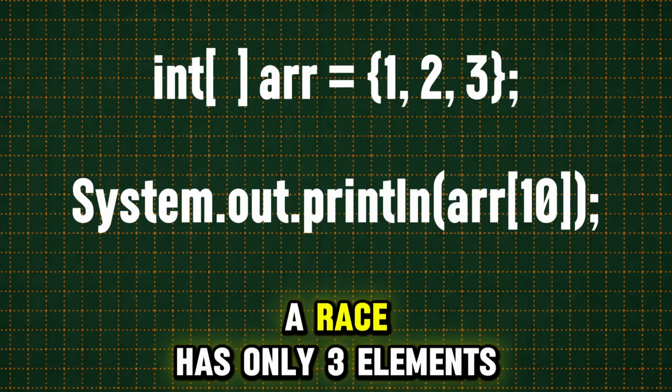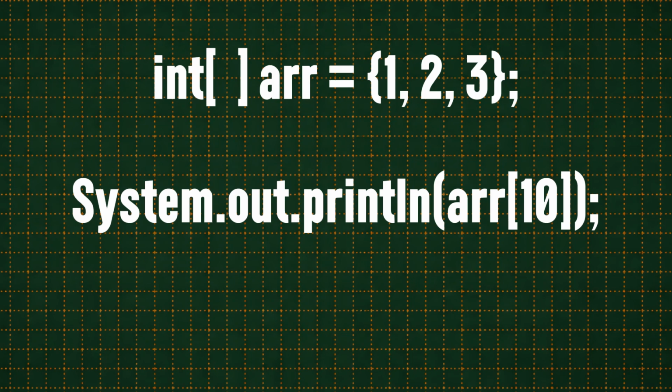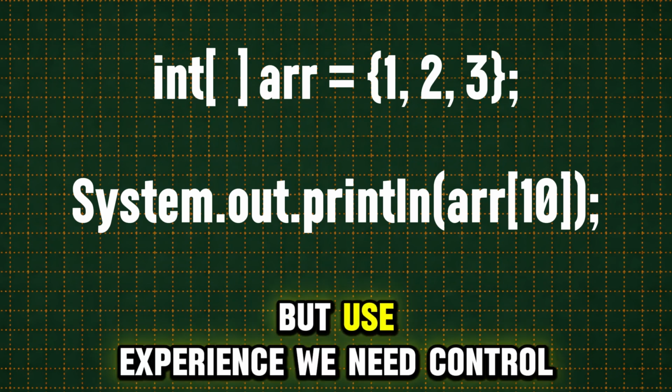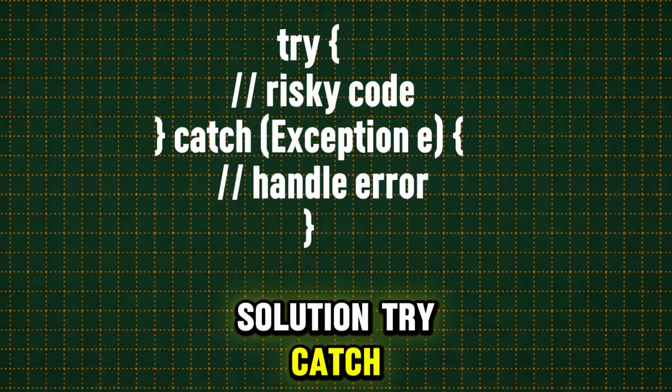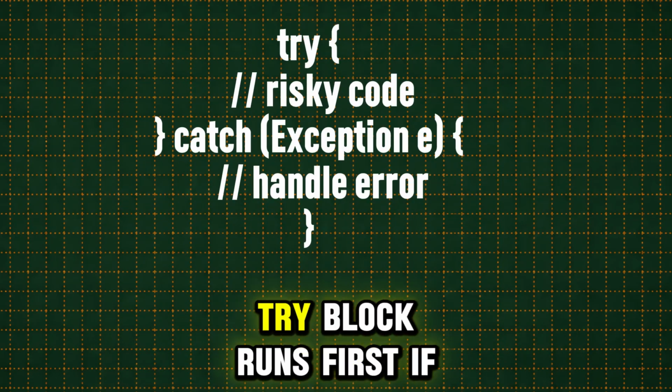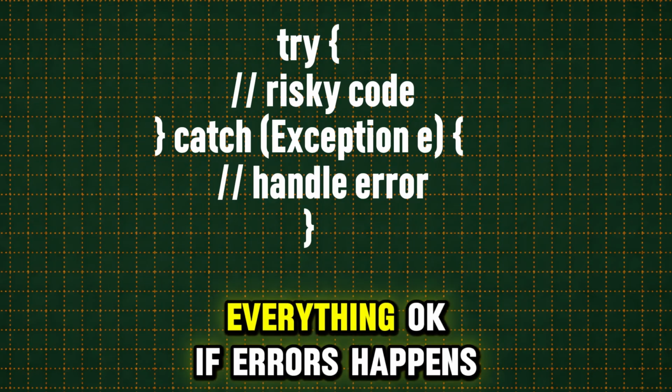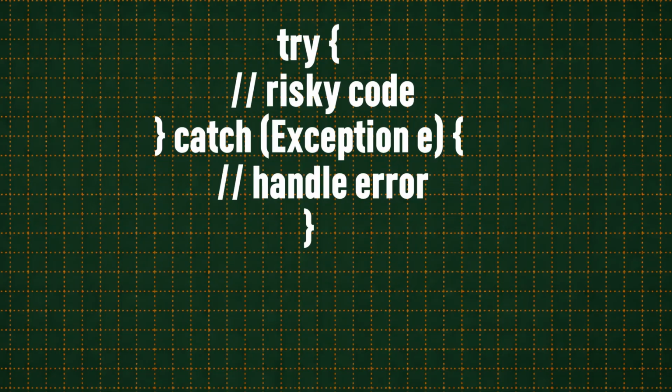Example 2, wrong index. The array has only 3 elements. Crash again. If the program crashes, it's a bad user experience, so we need control. Solution: try-catch. How does it work? The try block runs first. If no errors, everything is okay. If an error happens, the program jumps to catch.